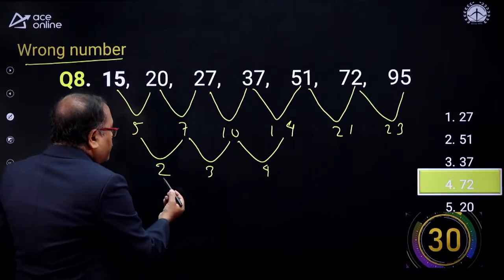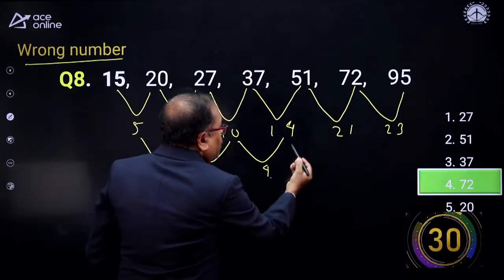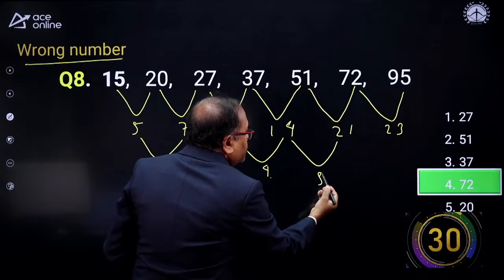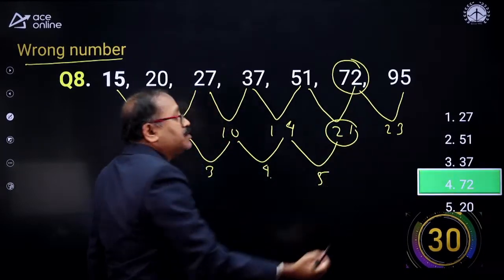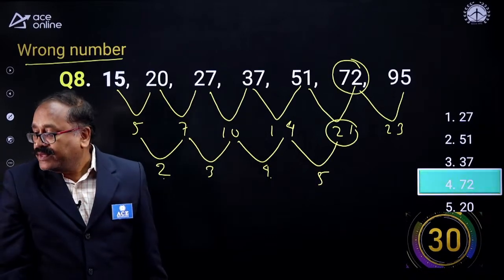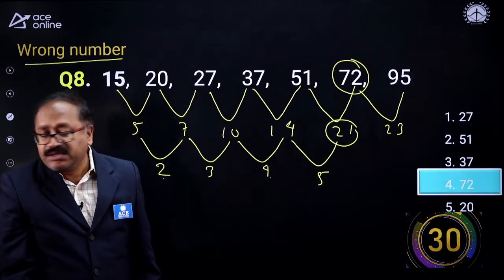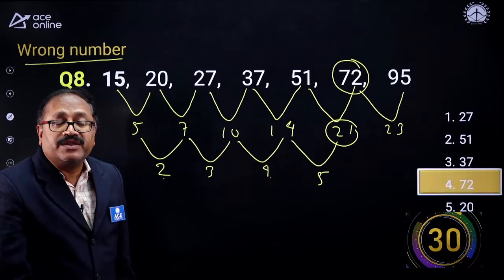Okay. So, difference is 2 and 3 and 4. So, from here to here, the difference should be 5. The difference 5 is not there. Therefore, 72 is your wrong number. 72, Ram. Yes, 72 is your wrong number.